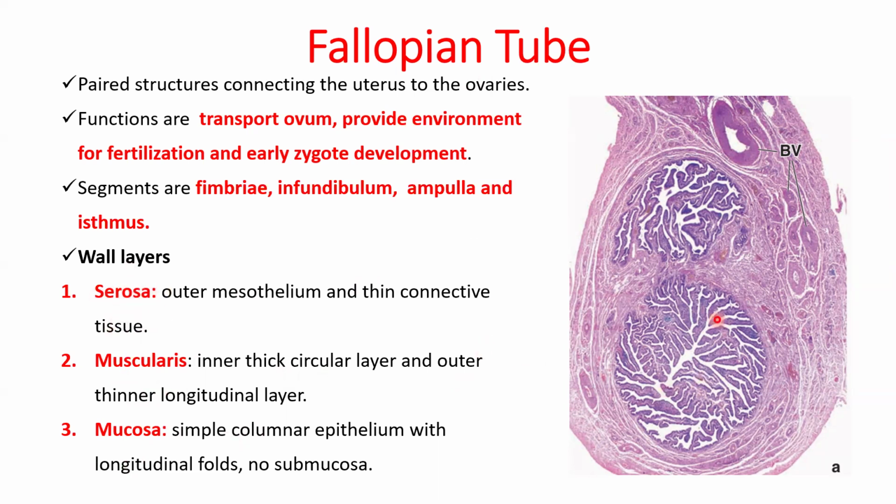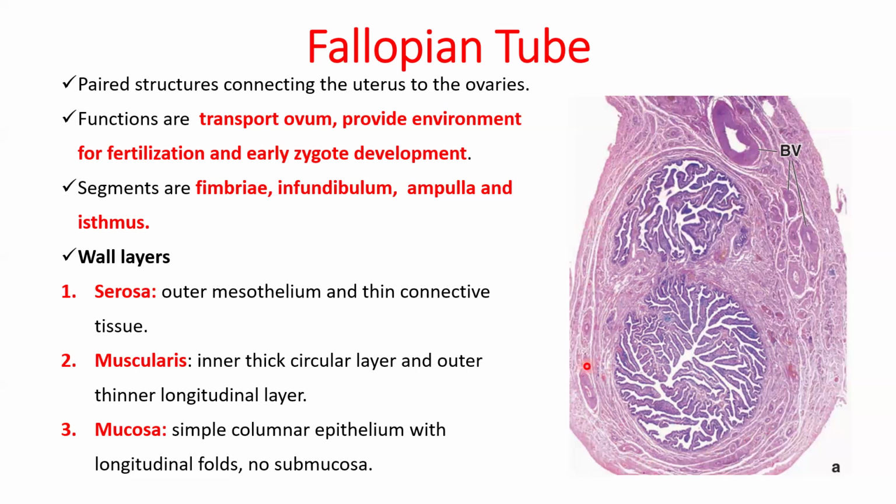So maybe we can start from here. This is a cross section that you have. This is the mucosa. And this mucosa will have a simple columnar epithelium. And this simple columnar epithelium, ideally at this point, will have some cilia. The cells will be ciliated. And then it has no submucosa. You go to the muscular component. This is the muscular component here.